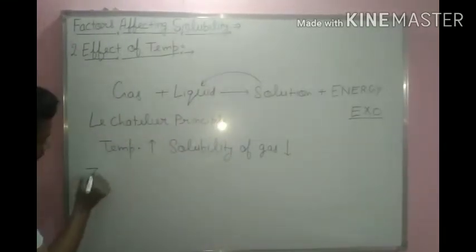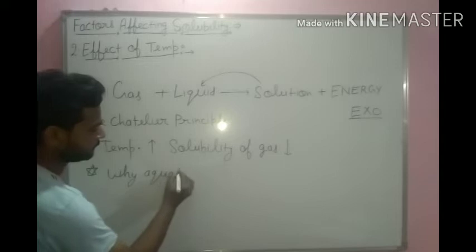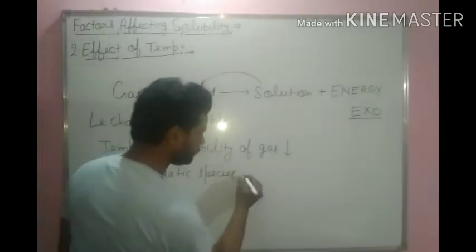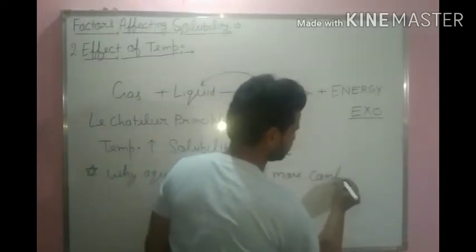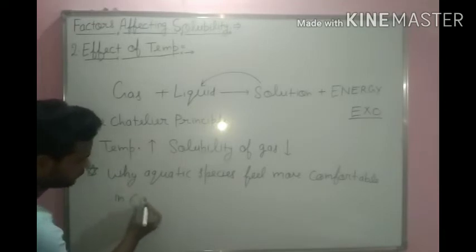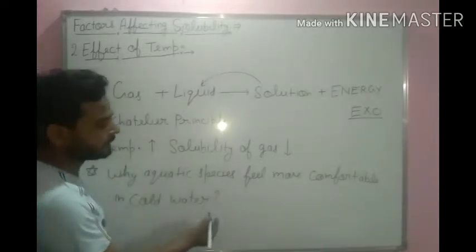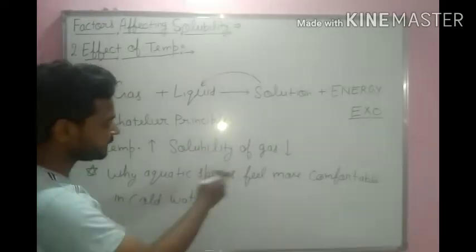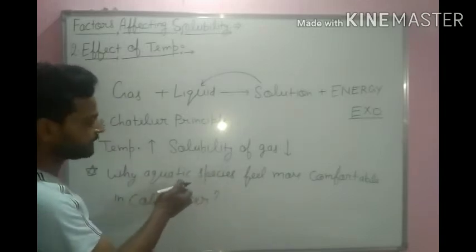From this, we have one question for our board exam: why do aquatic species feel more comfortable in cold water? So, we know during summertime, as the temperature of water increases, the solubility of gas decreases, means the amount of oxygen in water decreases. So, aquatic species will not receive that amount of oxygen for their breathing system.